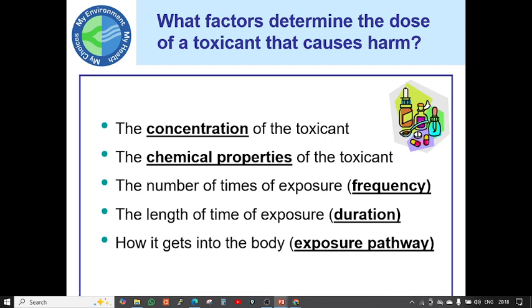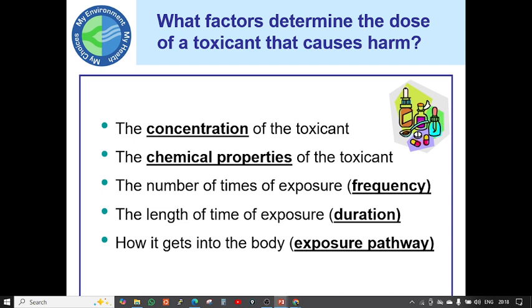Some toxic substances are present in gas, so through inhalation, whenever you are breathing in through your nose, the toxic substance can enter your body. Next is injection: if you are taking an injection, it mixes directly with the blood and enters your body. There are different pathways, but we are not going into details; these can be studied in a different subject.